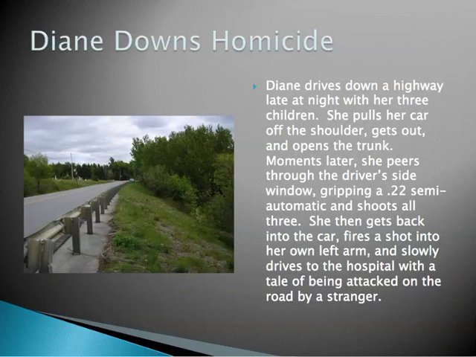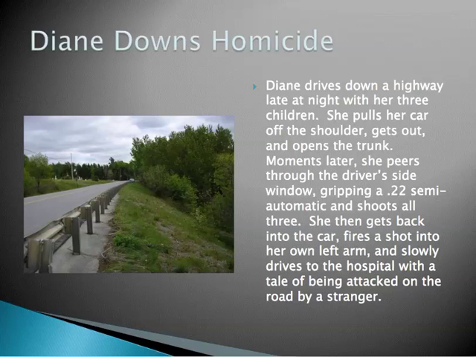I'd like to start off by talking about the Diane Downs homicide case. Now, this is a homicide case that occurred in 1993 in the state of Oregon. Diane Downs was accused of shooting her 3 young children. But the initial report of the crime indicates that Diane Downs is a complainant who is saying that an unknown person shot her 3 children.